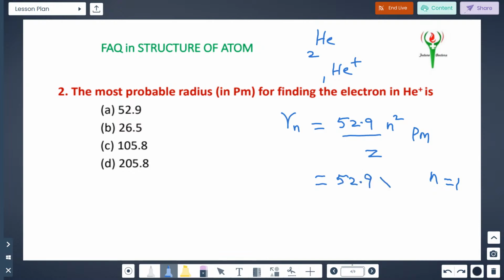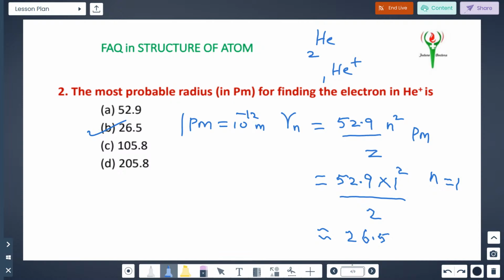So simply you can say 52.9 into 1 square by Z, which is the atomic number of the element. That is 2. So half of this 52.9 by 2. Approximately it is considered as 26.5. Understood? I took only a simple sum. So among these is the correct one. They are saying in picometer. You know that 1 picometer is equal to 10 power minus 12 meter. This also you should memorize.